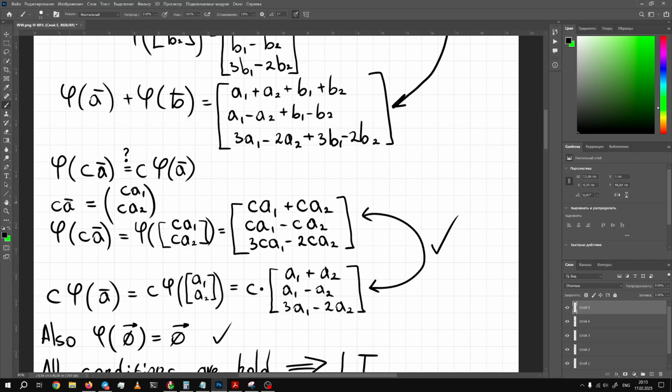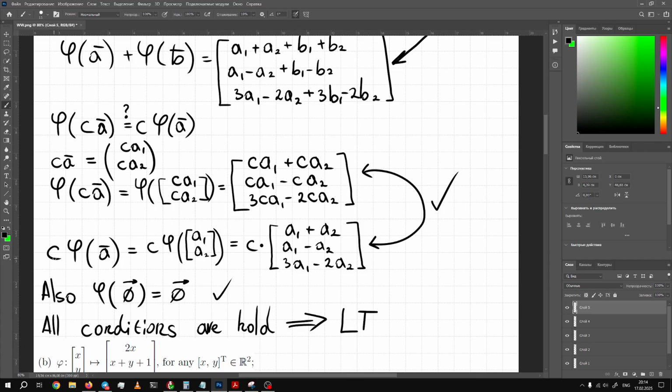So we have our vector a, and the scalar multiplied by this vector is equal to this thing, and the transformation of c multiplied by vector a is equal to this. And one more time, this is equal to x, this is equal to y. We do the same thing.